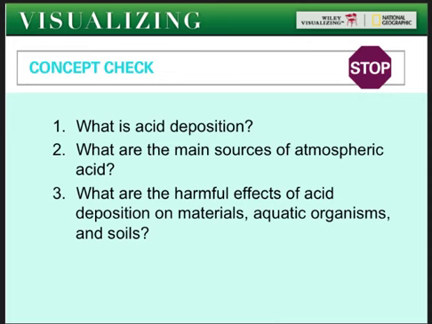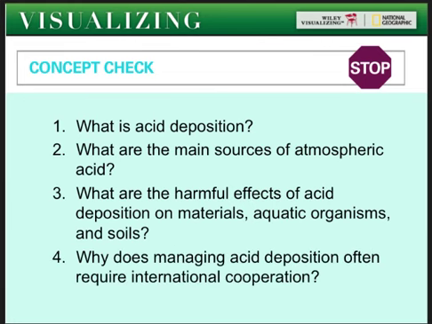Next question, what are the harmful effects of acid deposition on materials, aquatic organisms, and soils? Well, it corrodes metals, buildings, and other materials, as well as statues. It's caused fish populations to decline and has adversely affected egg production in birds. It also causes soils to become acidic and interferes with their ability to absorb calcium, which is an important component in the physiology of most organisms. Next question, why does managing acid deposition often require international cooperation? This is because emissions from one country can contribute to acid deposition in another country.